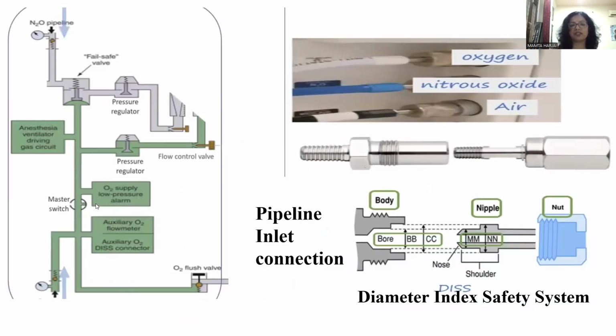This is the diameter index safety system. These are basically the pipeline inlet connections, and these are very secure connections, so that there should not be misconnections of any cylinders. There are two concentric pores like BB and CC on the body, which fit into the MM and N in the nipple, making this alignment. After this alignment only, the thread and connectors will engage properly. So we can commonly see in wards and OTs these oxygen, nitrous oxide, and air connectors.